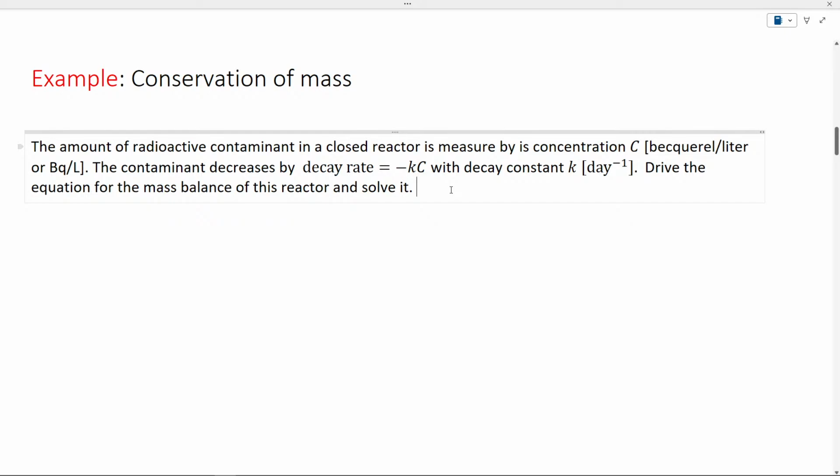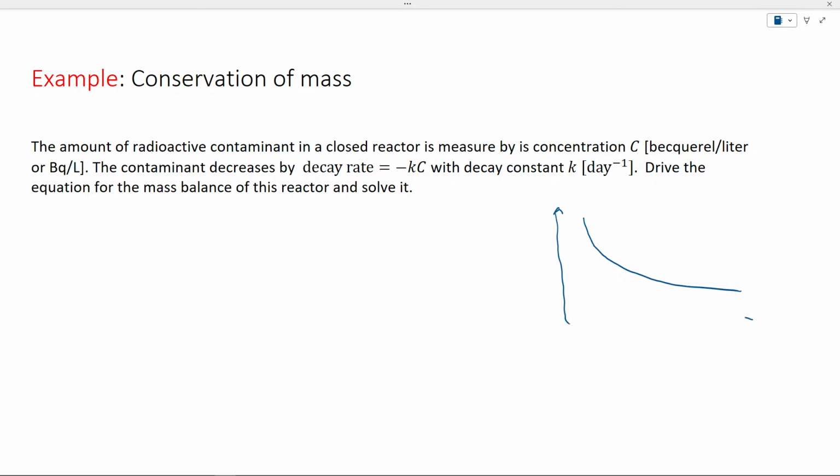So you have this reactor. In this reactor, you have some concentration which keeps decreasing. Maybe it's something like this. We have the concentration and a decay rate. So this is time in days, and here you have the concentration in Bq per liter. We want to find this relation. We want to find the equation for this decay. So can we do this?